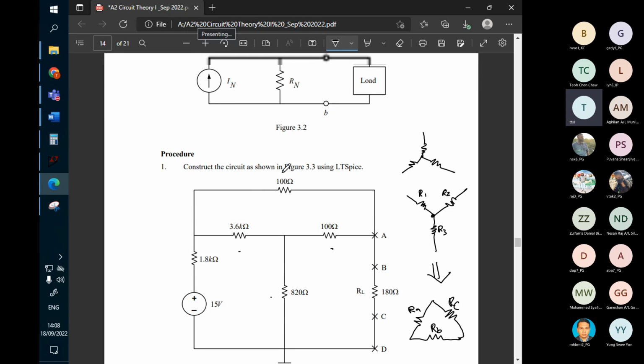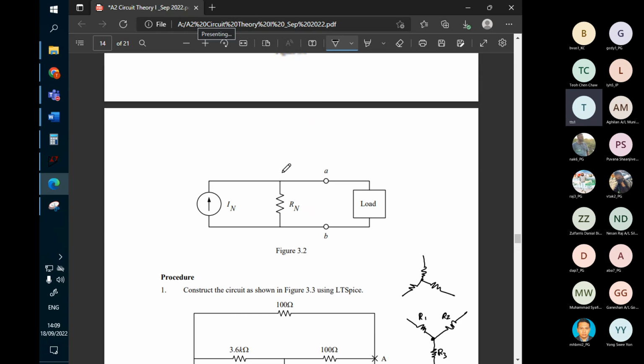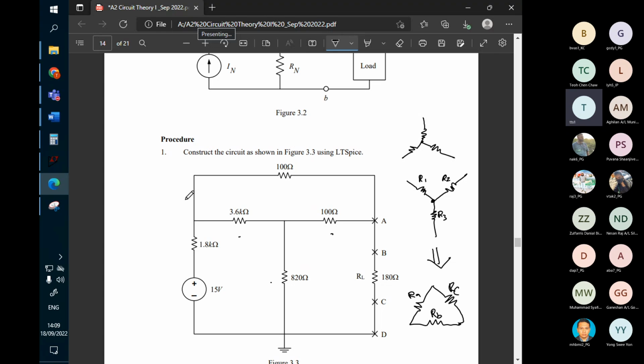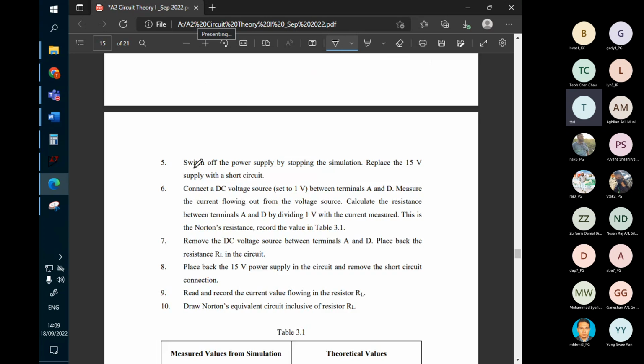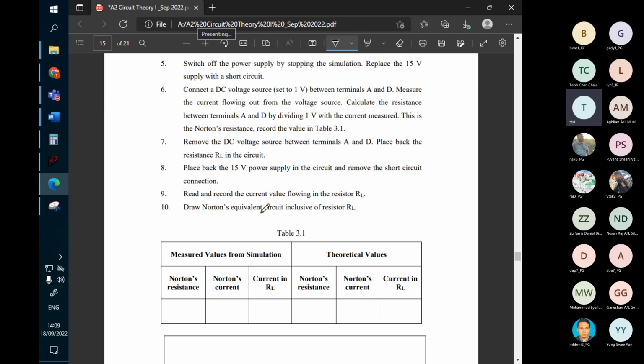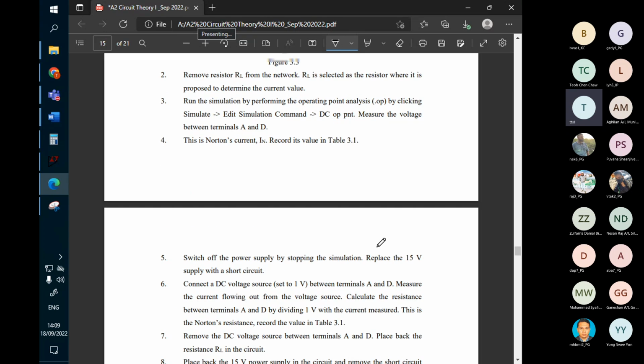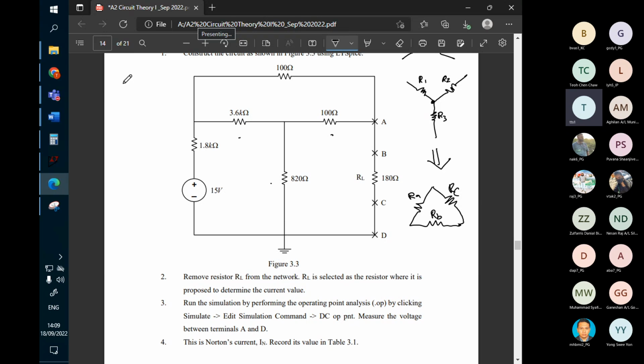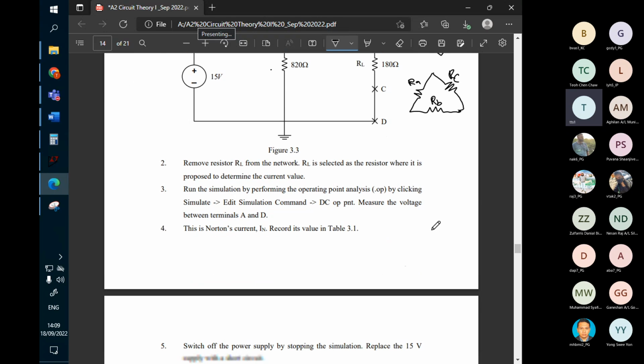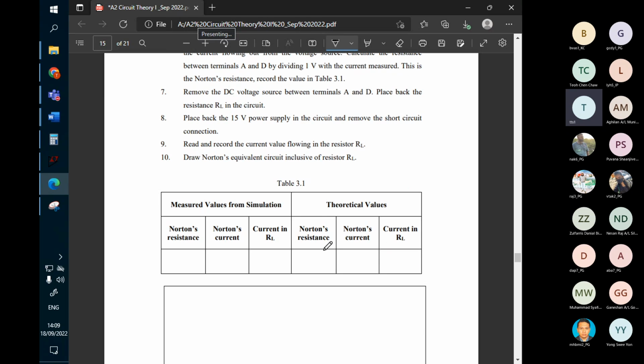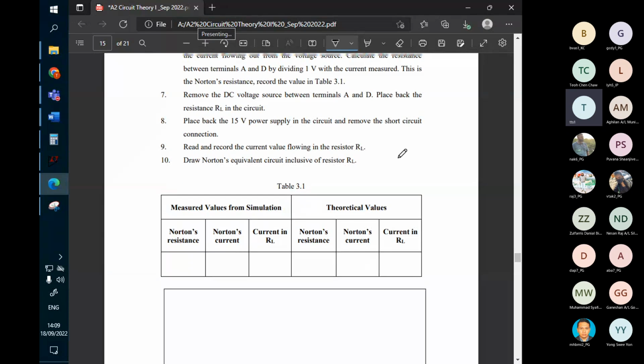I think probably we're going to talk about this later on. But for now, we just go ahead and construct this circuit. And later on, when we are asked to calculate the theoretical value here, I mean this box, when the time comes, it's time for us to convert this circuit to another form so that it makes it easier to compute our theoretical value for the Norton resistance.